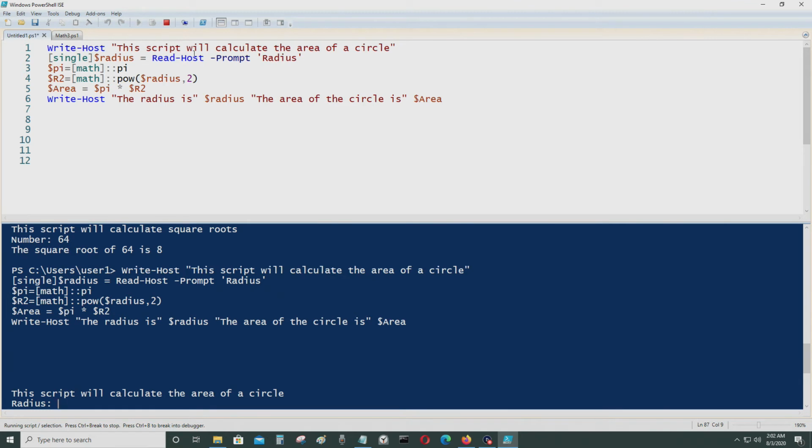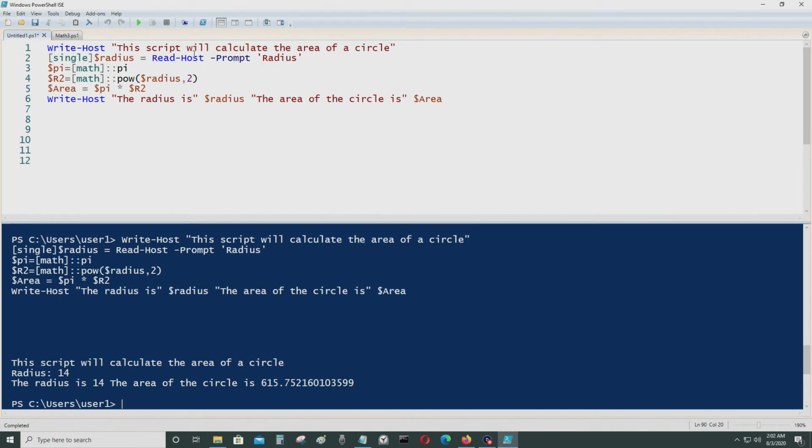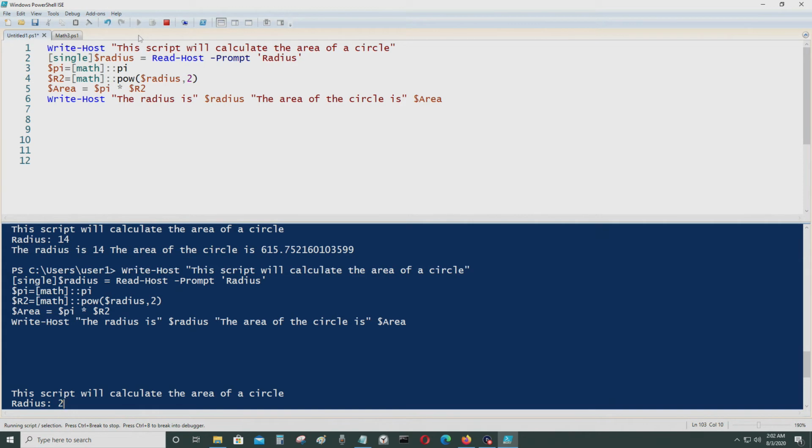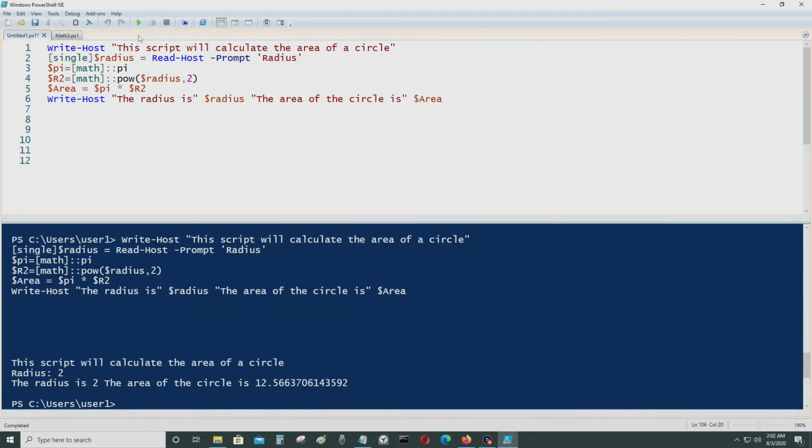So let's say the radius of the circle is 14. The area of the circle is 615.75. Let's run it again. Say the radius is 2. That's 4 times pi, so that looks like the right number.